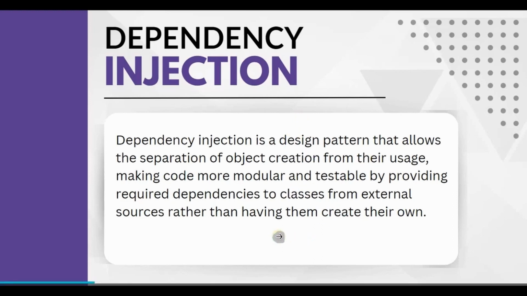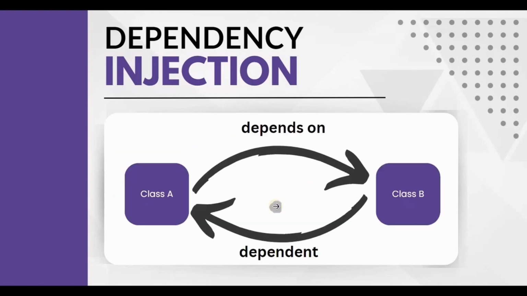Also, as the last line says, by providing required dependency to classes from external sources rather than having to create their own. Here, external sources means using Dagger. Next, this is a general diagram where we have class A and class B. Here, class A depends on class B, which makes the class B as dependent of class A. Okay? As I previously said, there will be multiple classes depending on one class. Here for the general example, I have only one class depending on another class, but there could be multiple classes like class B, class C, class D depending on class A.